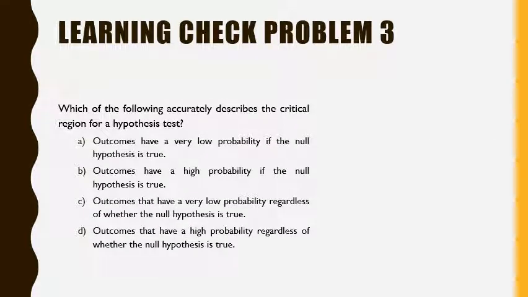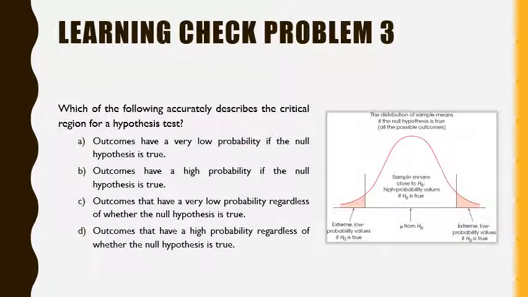Which of the following accurately describes the critical region for a hypothesis test? If you look at the graph that we had talked about previously in class, you can tell that outcomes have a very low probability if the null hypothesis is true.